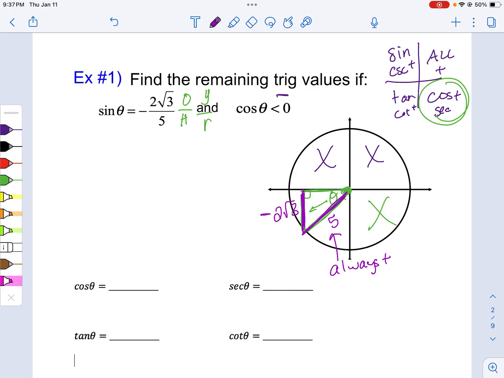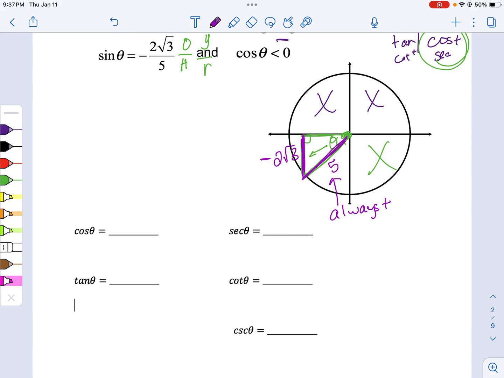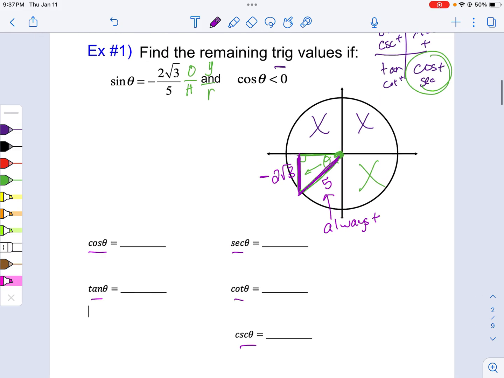So the only thing that we're missing, because eventually we're going to be asked to find cosine, tangent, secant, cotangent, and cosecant, is that missing side. So we've got to find the adjacent side. All right, since it's a right triangle and we're looking for that missing side and we know 2 of the other sides, we can just use a quick Pythagorean theorem. So I'm just going to call this x, so we can go x squared plus negative 2 root 3 squared has to equal the hypotenuse squared, which is 5 squared.